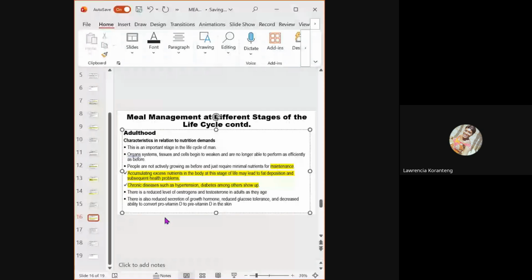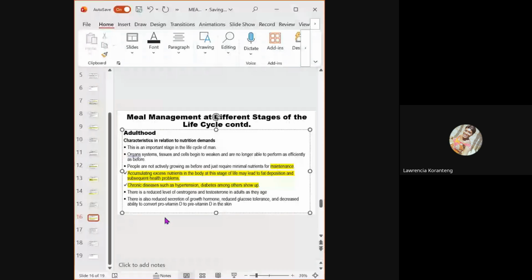Because at this stage, there is reduced levels of estrogen and testosterone, also in the men. It begins to reduce by age. There is also reduced secretion of growth hormones, reduced glucose tolerance, and decreased ability to convert provitamin D to previtamin D in the skin. So here there is a reduced glucose tolerance.